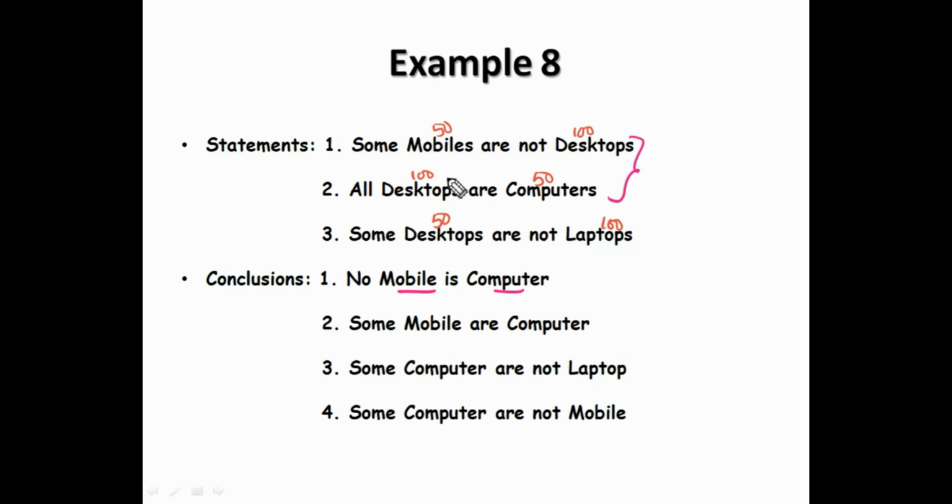Combining first and second, we can get the relation. What is the common element? Desktops is common. See the first step, positivity, negativity. Sorry, this is negative and this is positive. Negative and positive, result must be negative. Given negative only. This one follows.